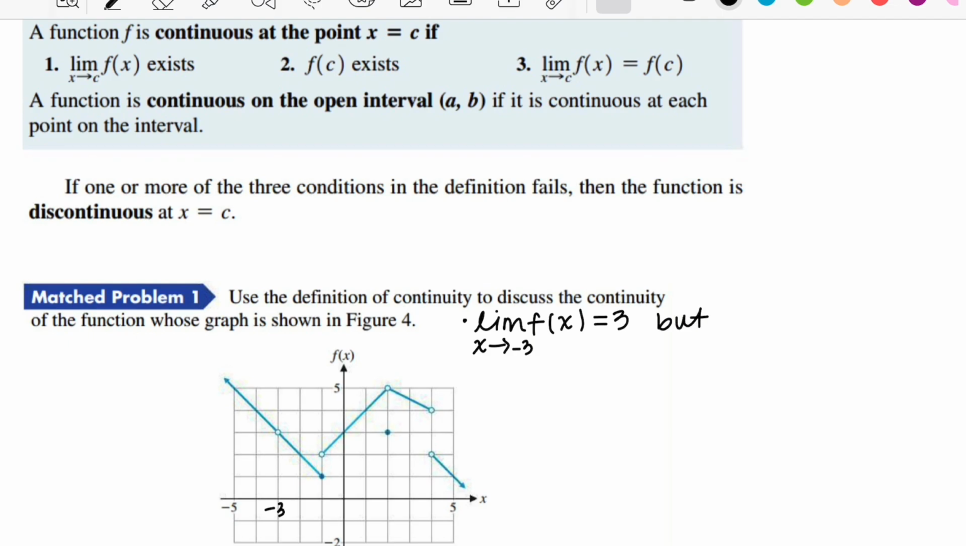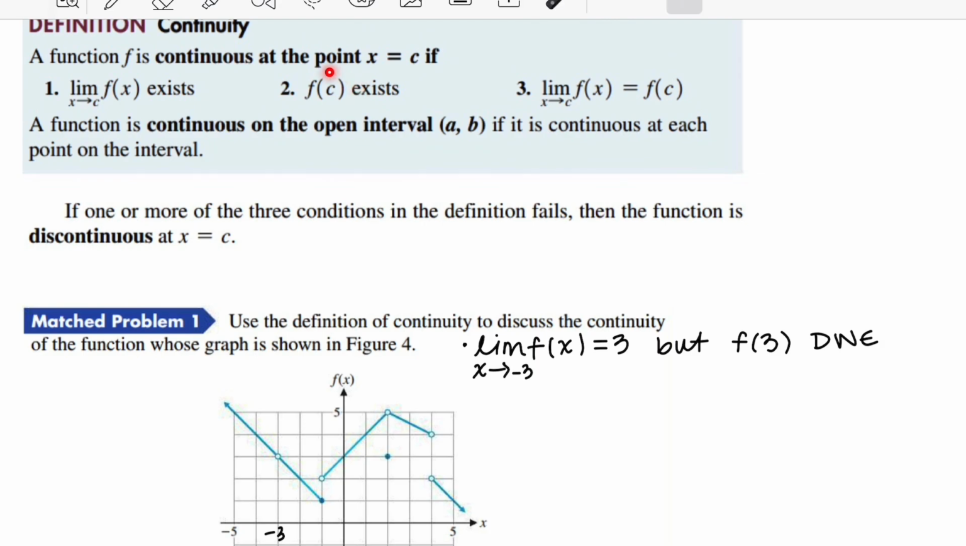However, if you were to look at the function value at -3, we have that it's undefined. So f of -3 does not exist. So this tells us that condition 2 fails in this case. And we have a discontinuity, I'm just going to abbreviate it that way, at x is equal to -3.